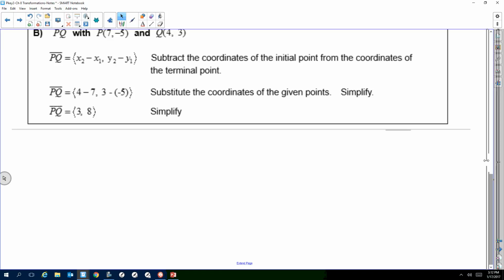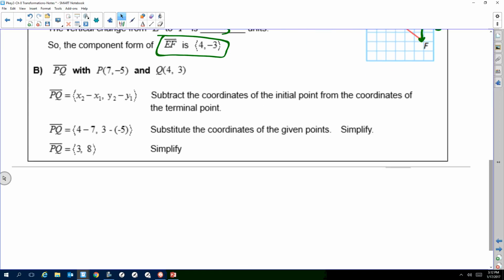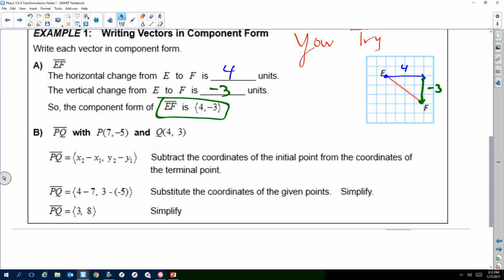Sorry. If I don't give you the graph, guys, I'll give you the ordered pair. So this is another important example. To do your horizontal distance, that's your change in your x-coordinates. This would represent the horizontal. And the change in the y-coordinates would be your vertical distance, your vertical change. So I just subtract the x-coordinates, subtract the y-coordinates, and that would be your component form.